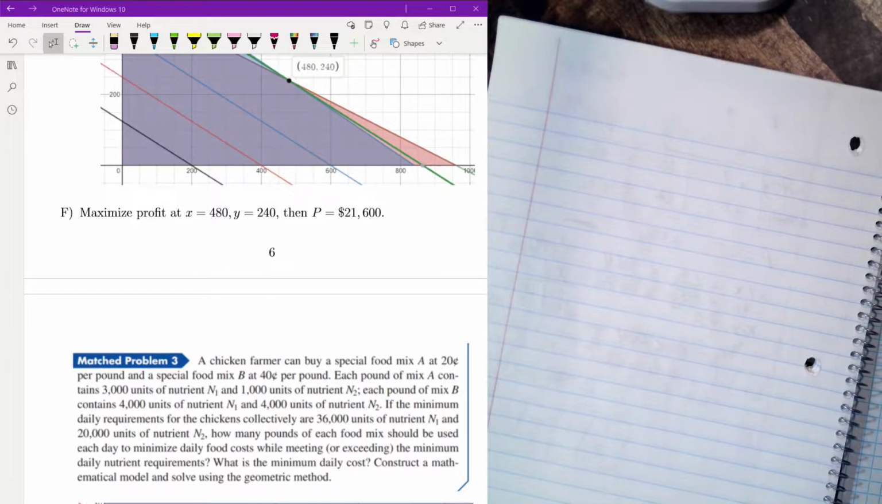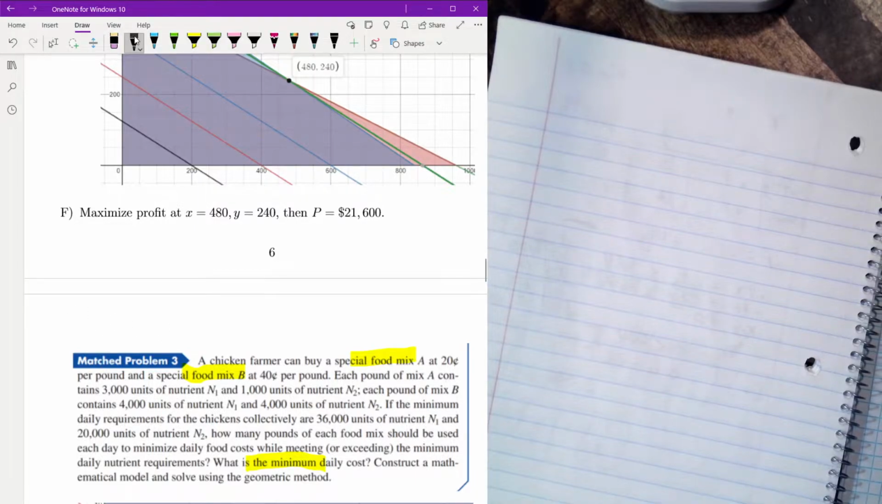Okay, there's a lot of words here, so let's start breaking it down. If you think about it, we're talking about two different food mixes, special food mix A and special food mix B. So that seems very likely to be our decision variables. I would say special food mix A would be X and special food mix B would be Y. We're also asked, what is the minimum daily cost? That sounds like a minimum objective. So let's start doing this.